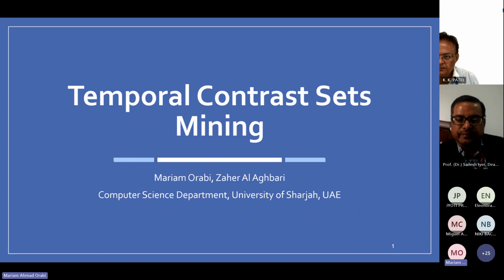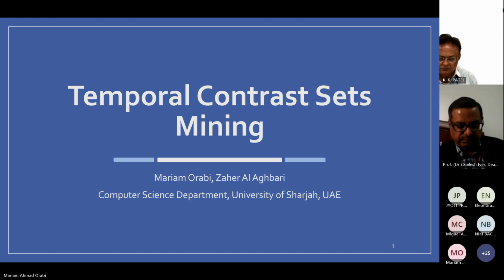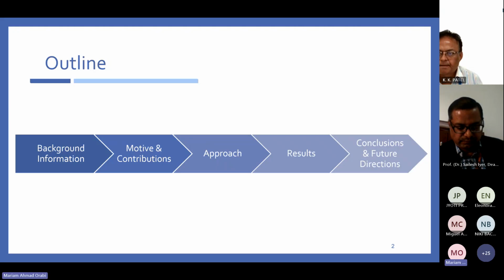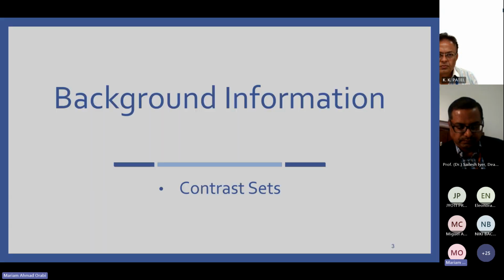My name is Mariam Orabi. I am a researcher in the computer science department in the University of Sharjah, UAE. This paper is done by me and my professor, Zahir Al-Akbari. The outline that we will go through is first, background information, then motive and contributions. Then we will go through the approach and results. And finally, we will conclude and find future directions.